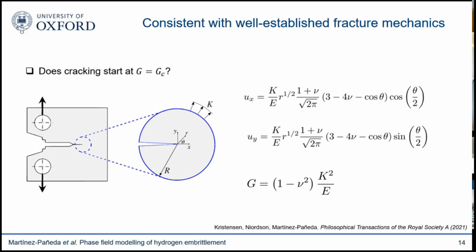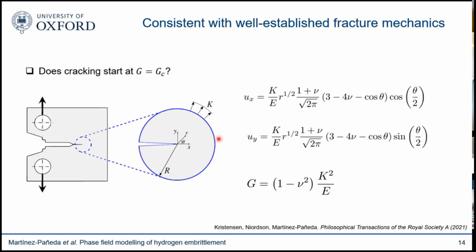And the first question that we wanted to answer: does the method predict that cracking starts whenever your energy release rate is equal to your material toughness? Or in other words, the relationship between energy release rate and the stress intensity factor. Does the method predict that cracks will initiate whenever your stress intensity factor is equal to your fracture toughness? And one way of doing this is by using what is called a bounded layer model.